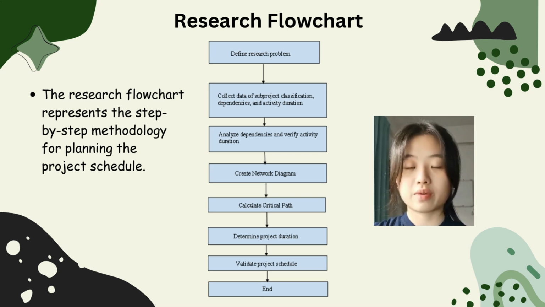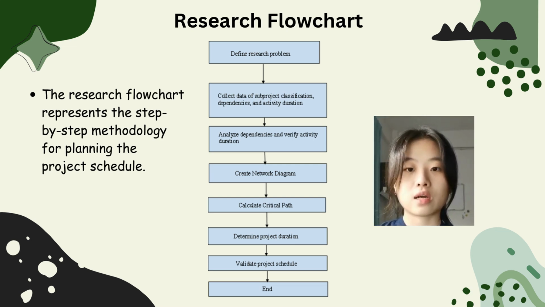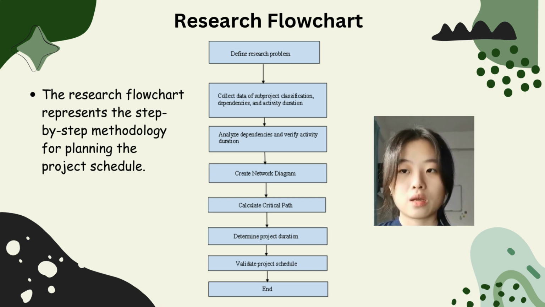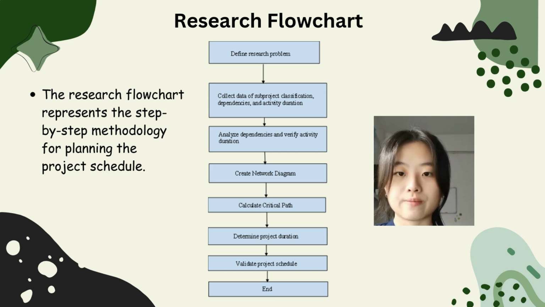The research flow chart represents the step-by-step methodology for planning the project schedule. So the first step is to define the research problem. The second step is to collect data of sub-project classification, dependency, and activity duration. Next, analyze dependency and verify activity duration. The next step is to create the network diagram, followed by calculating the critical path. And next, determine project duration. And lastly, validate the project schedule, and the research flowchart ends.